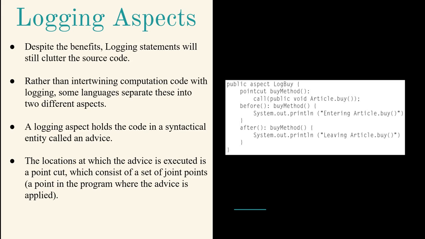And the locations in which the aspects are called, it's called a point cut. So we have a point cut here called by method, and it's called every time the by method from the article class is executed. Before and after those lines will be printed. And point cuts consist of join points, which is a point in the program where the advice is actually applied. So a point cut is made up of a set of join points.